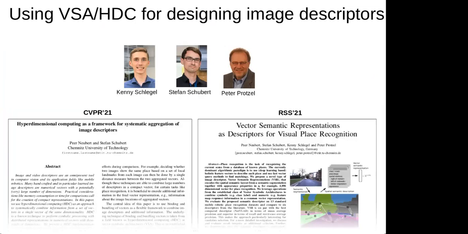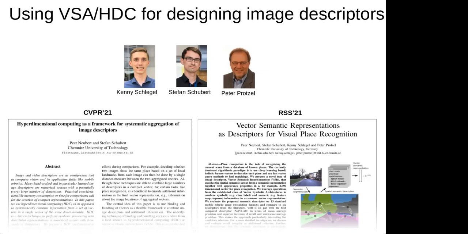This talk will mainly subsume results from 2 papers: a CVPR paper, so an image processing conference paper, "Hyperdimensional computing as a framework for systematic aggregation of image descriptors", and an RSS paper, so a robotics conference paper, about those vector semantic representations.